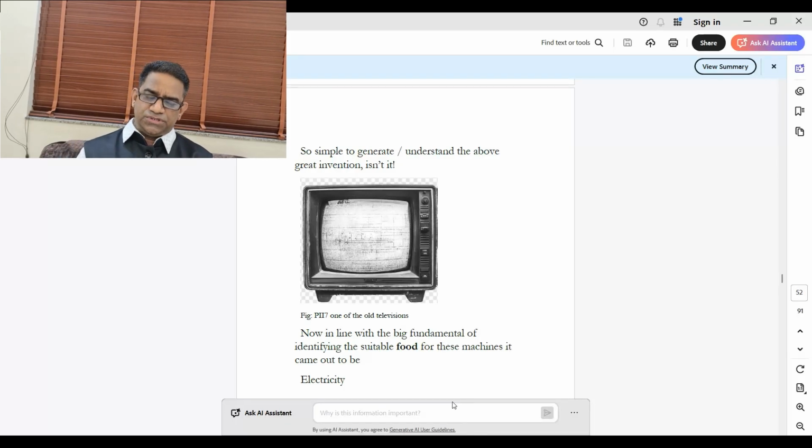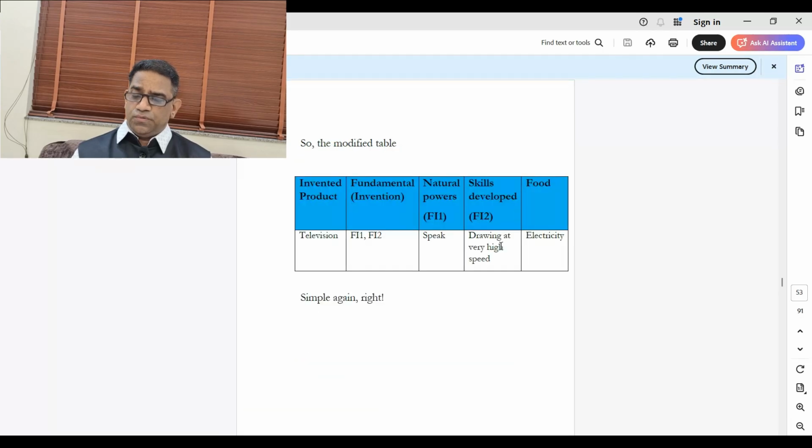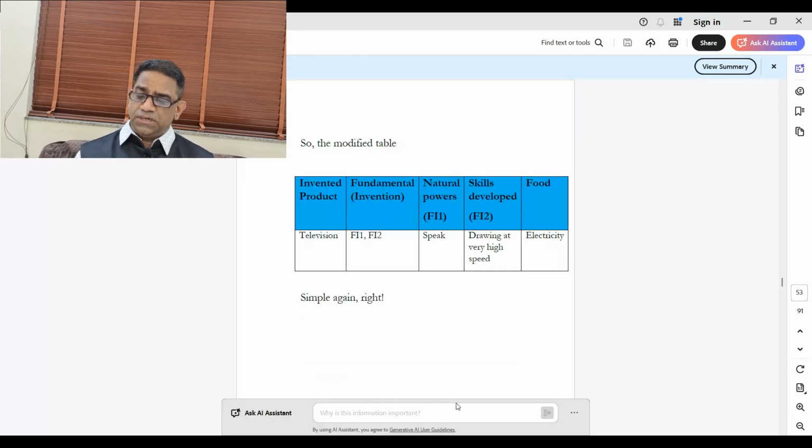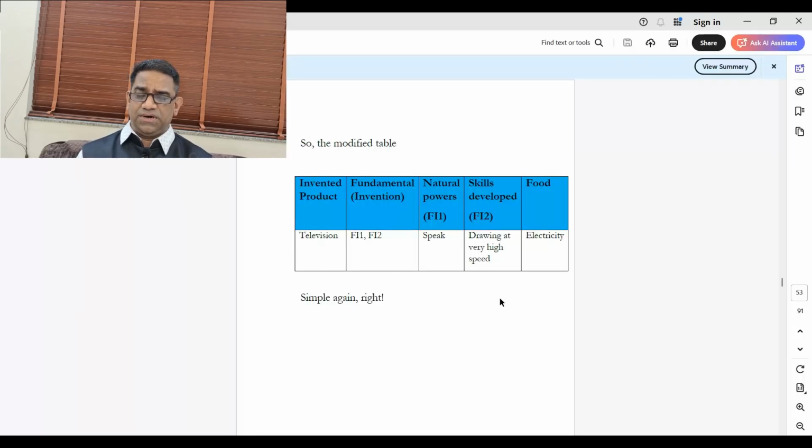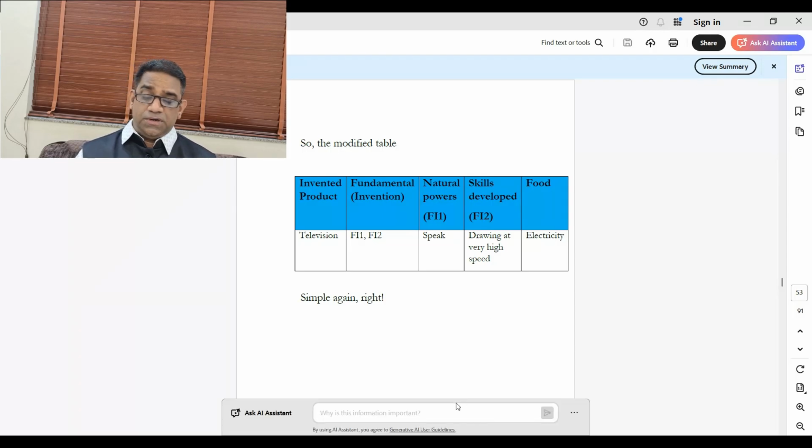Okay, now television towers and antenna communication were able to overcome the limitations of humans by telecasting events taking place at far-off places to any corner of the world, with TV towers and antenna communication enabled. So simple to understand the above great invention, is it not? Now, in line with the big fundamental of identifying the suitable food for this machine, it came out to be electricity. Okay, good. Electricity is very important.